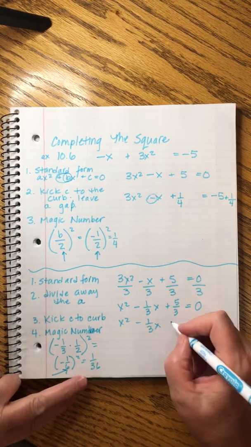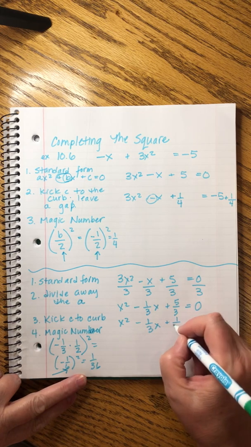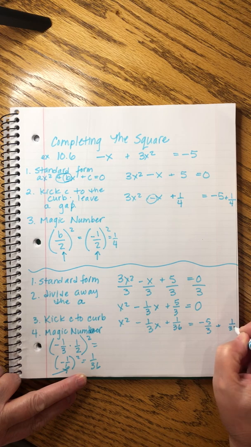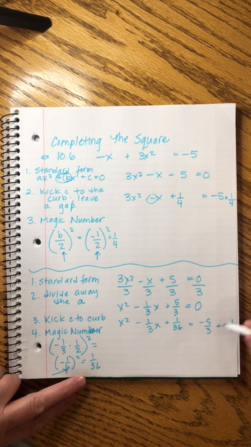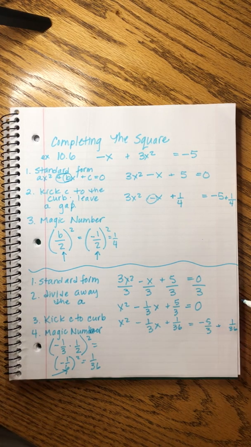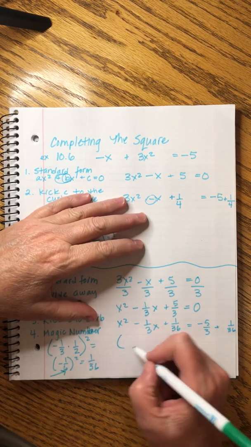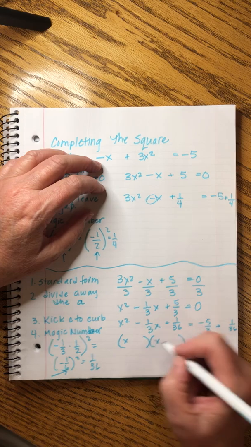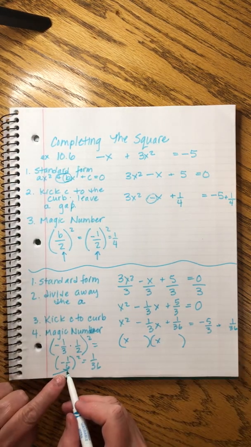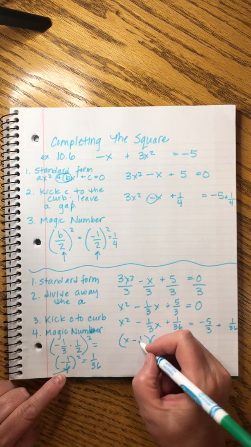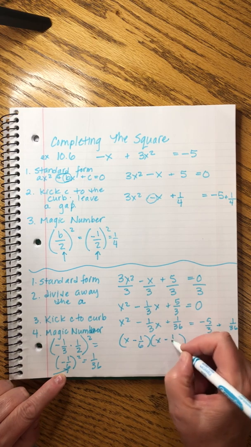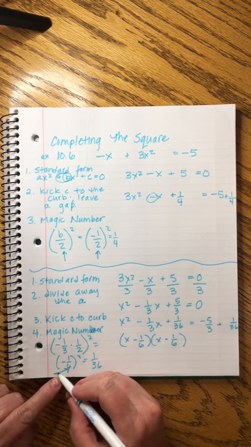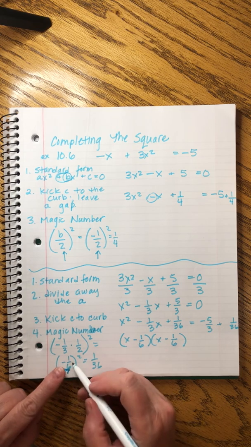Okay, so now I add 1/36, that's my magic number, plus 1/36. Have to do it to both sides to keep it in balance. Now I have a perfect square. And this is going to be x, and it's the number in here that goes right here: minus 1/6. So that's why I always draw the arrow to my magic number calculation, because that's what's going to go here.